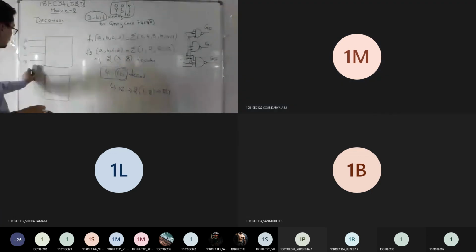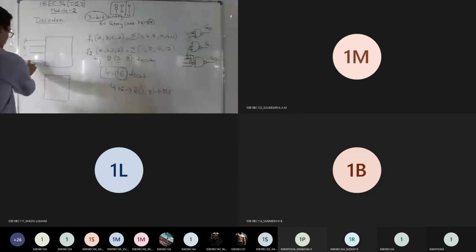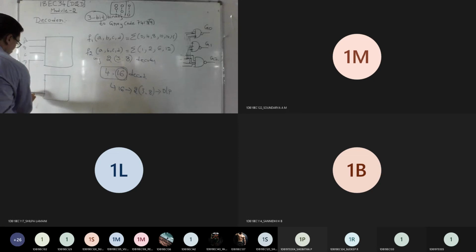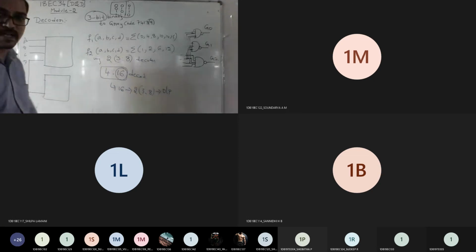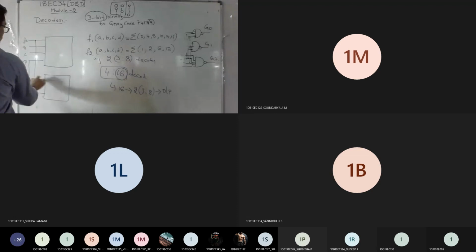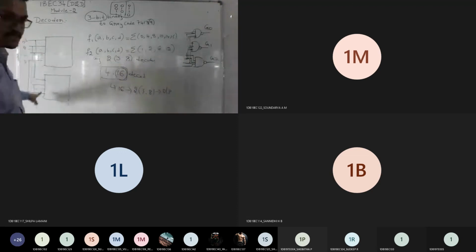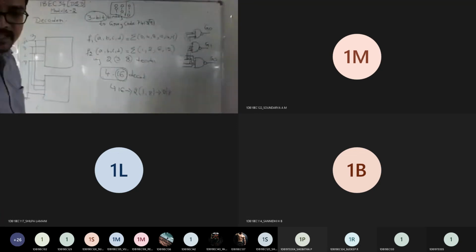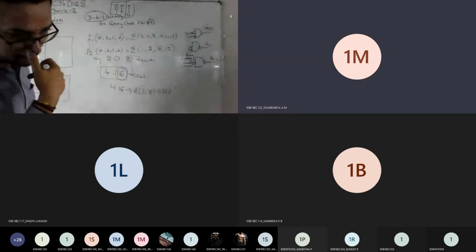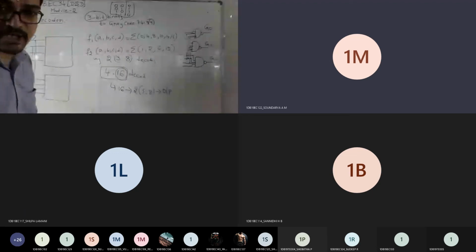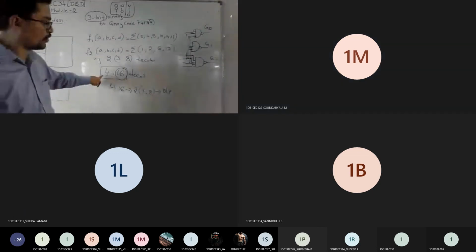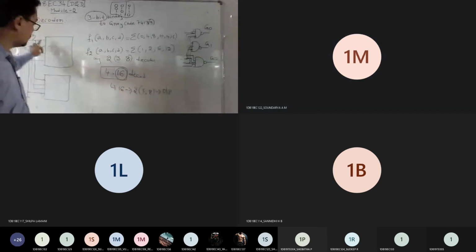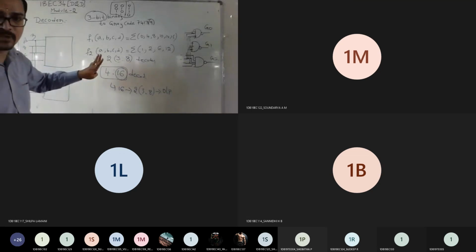So what should you do? You can take D and D from this, short them and make it ground. And the remaining A, B, C, you can short from both. Is it like 3 inputs now? Yes, sir. Understand the logic here. Even though they give 4 inputs, we can reduce it to 3 inputs.